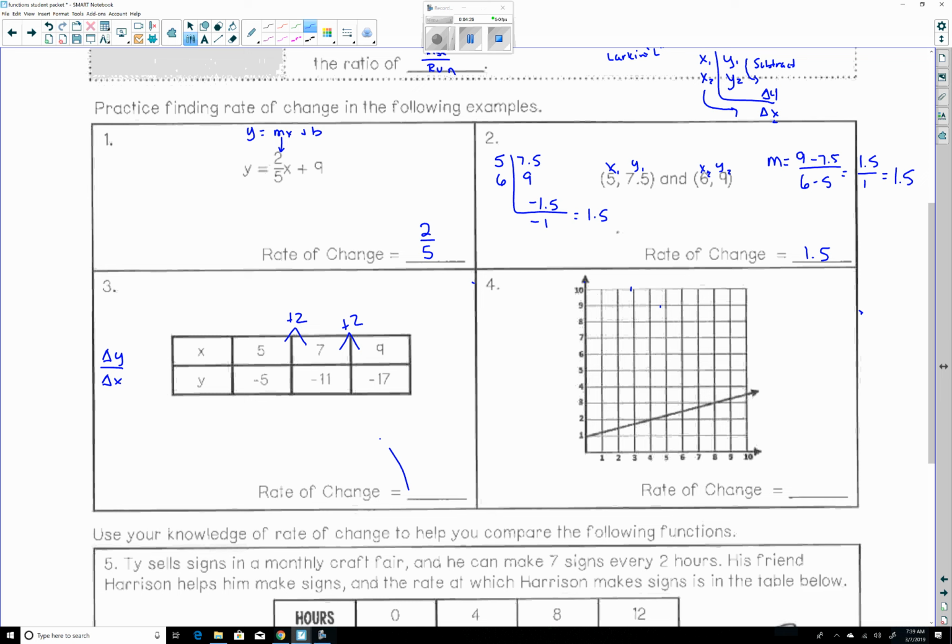My y's, negative 5 going to negative 11. Let's see, it's getting more negative by how much? It's getting negative 6. See if it's staying consistent. Negative 11 minus 6 is negative 17. So my rate of change, oh my goodness, I wrote the wrong thing. So negative 11 minus 6, there we go, is negative 17.